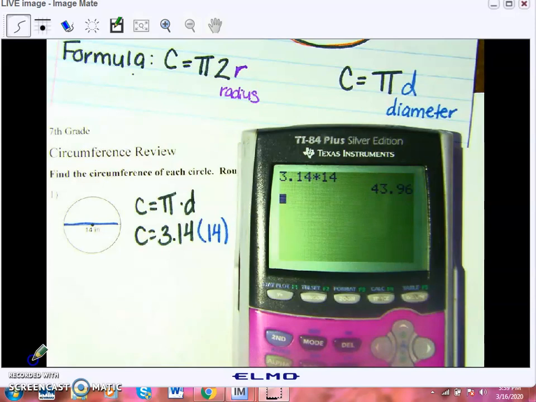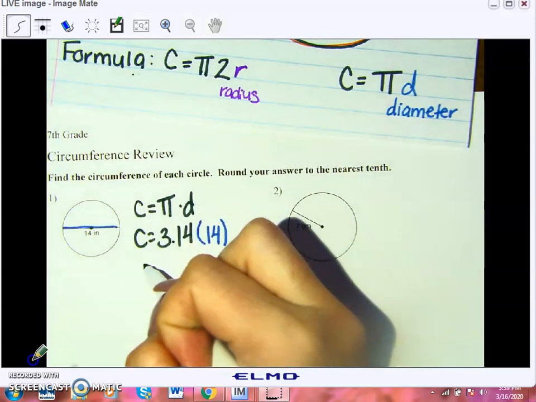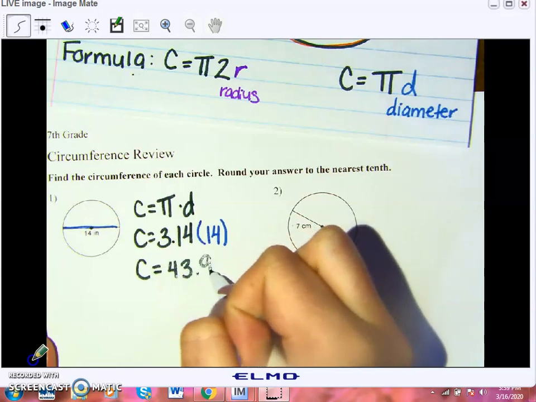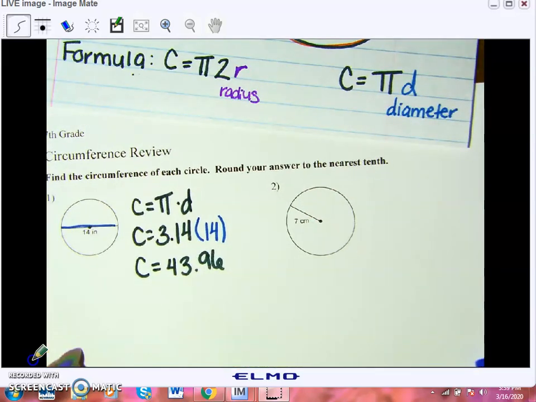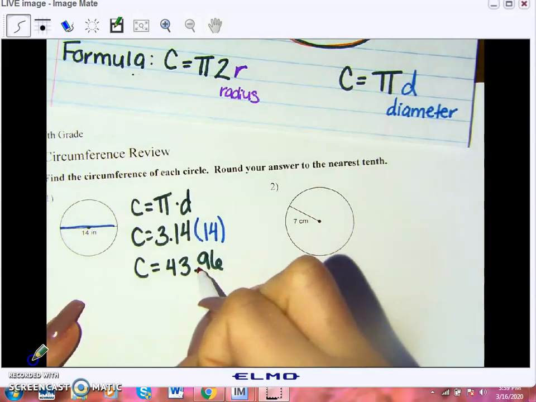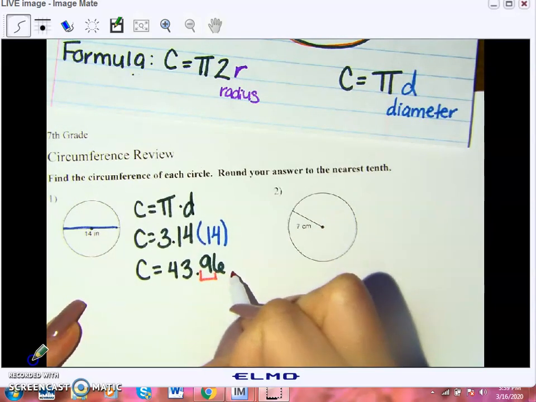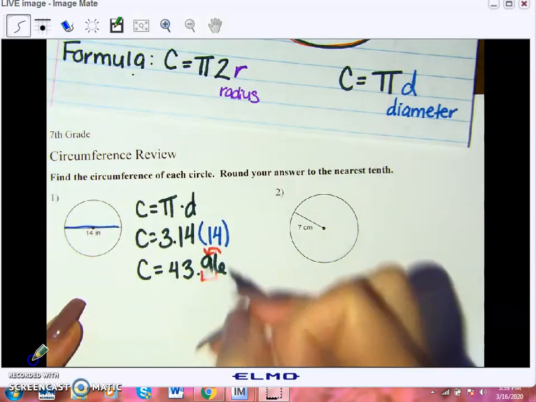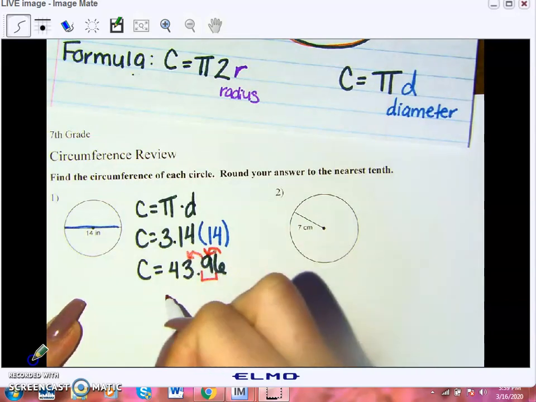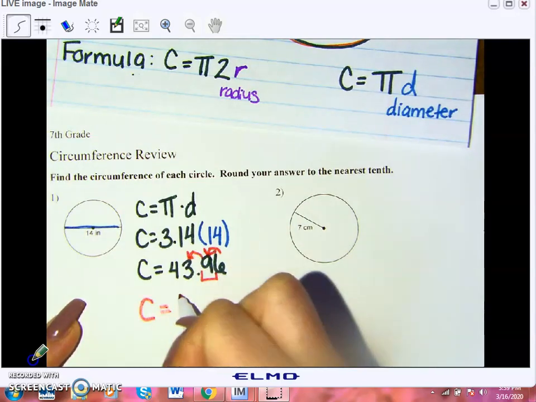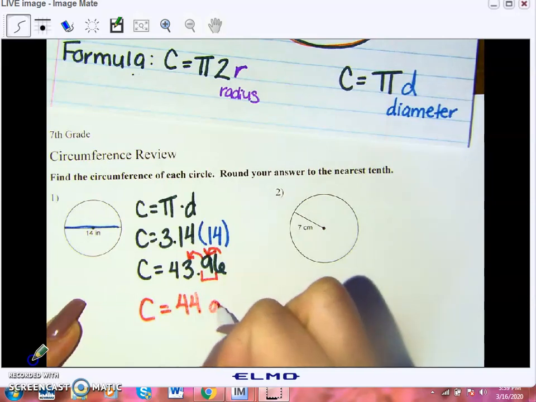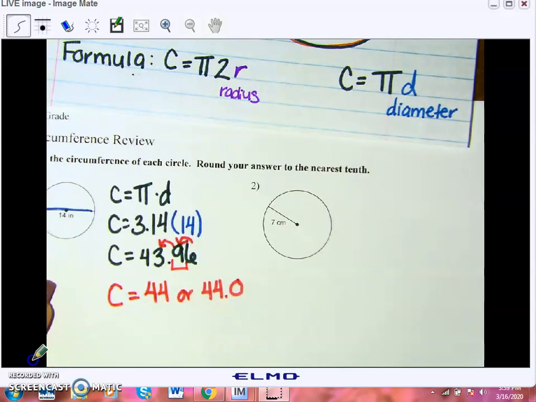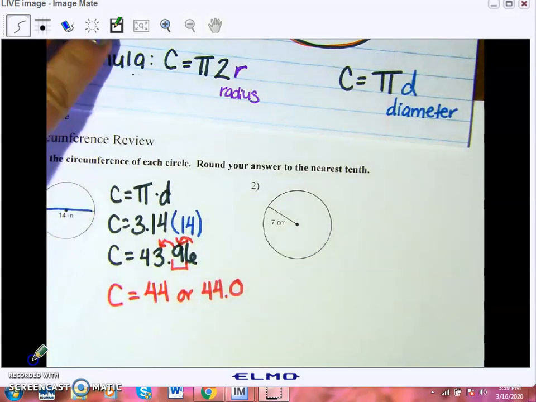So again, 43.96. So circumference equals 43.96. Our 9 is in our 10th place, and the 6 is going to help us out in rounding. So 6 was 5 or more, raise the score, which means that that number rounds to a 10 instead of a 9, which also means that I need to round the 3 as well. So circumference equals 44 or 44.0.